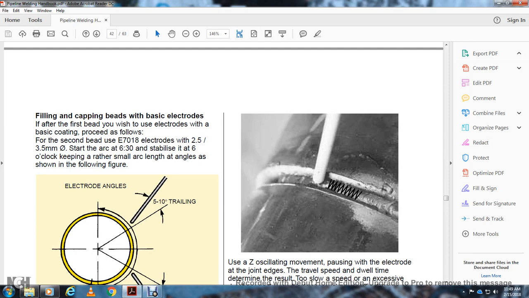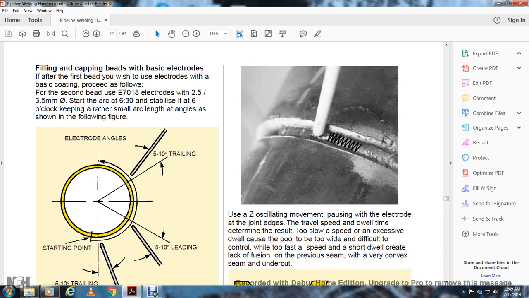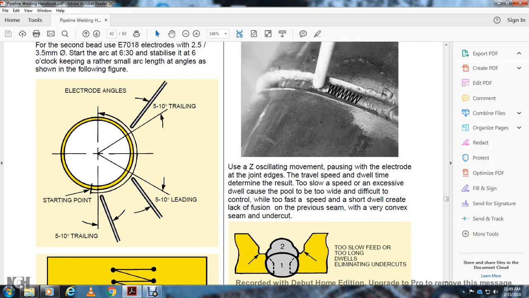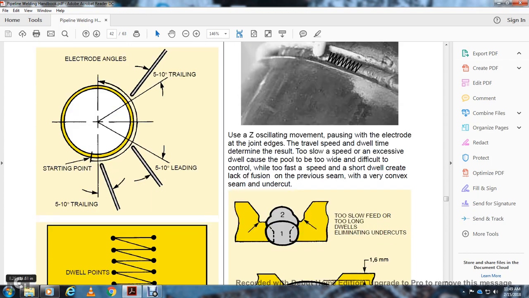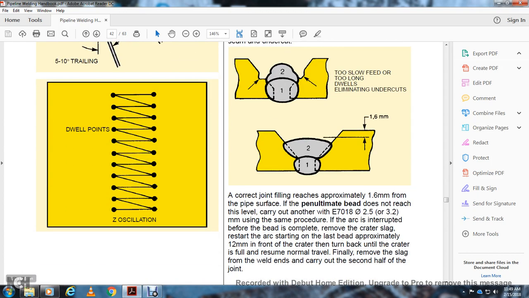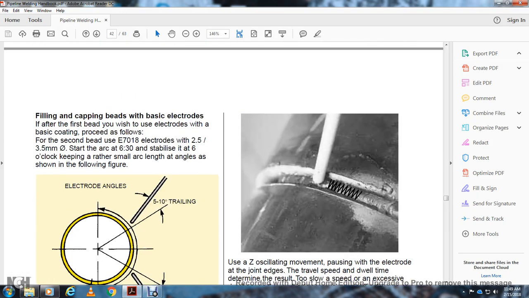Alright, filling and capping the beads with the basic electrodes. After the first bead, if you wish for the electrodes with the basic coating, the procedure to follow through. Second, the E7018 electrode with the 2.5 to 3.5 millimeters, starting with the arc at 6:30 stabilized with the 6 o'clock, keeping the rather small arc length at the angle showing the following figure. 5 to 10 degrees, and then your starting point, 5 to 10 degrees leading. The dwelling points and the Z oscillation.